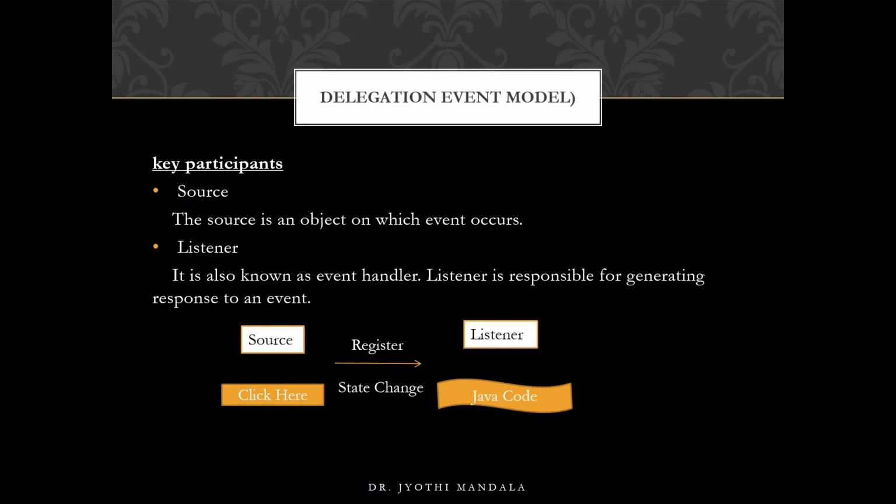Whenever an event occurs, that means whenever there is a change in the state, it will be redirected to the Java code. Whenever you click here, there is a change in the state, that means the event has occurred, and then you will be redirected to the Java code that is registered with it. That Java code will be executed and it will generate the response, which will be your output. It is called a delegation event model because once an event is generated, it delegates the event processing to the listener. That's why it is called a delegation event model.